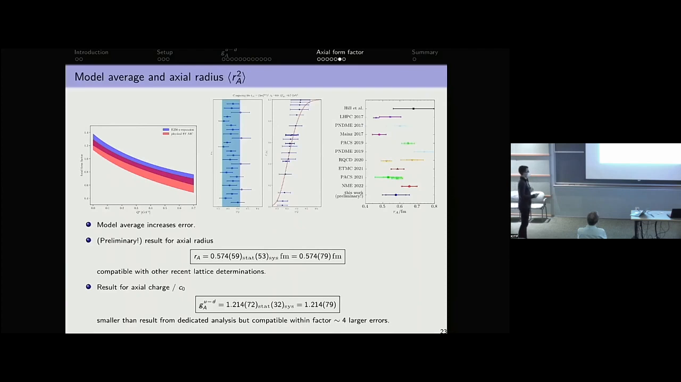The statistical and the systematic error are both individually of the order of 10%. The result you get for the axial charge from this is smaller than what we had before, but with much larger errors, a factor of 4 larger, because this is not a dedicated analysis at zero momentum, but it receives contributions from the entire form factor data in this more complicated procedure. Now I have added our preliminary data point into this plot. It's quite compatible with other recent determinations.